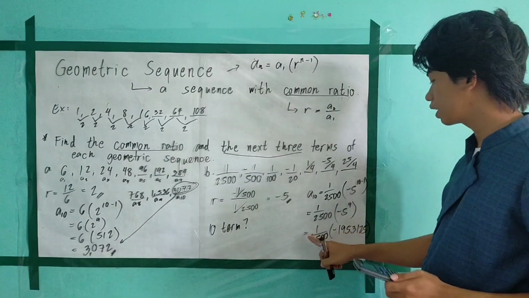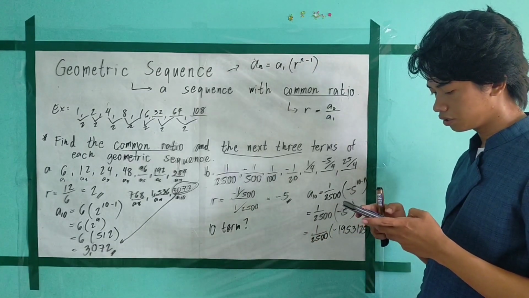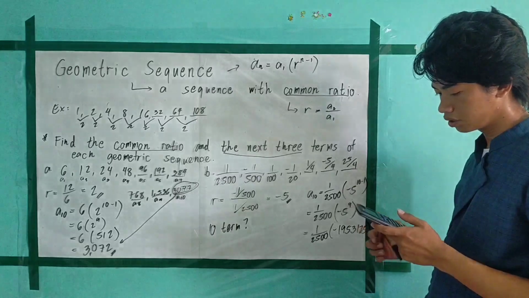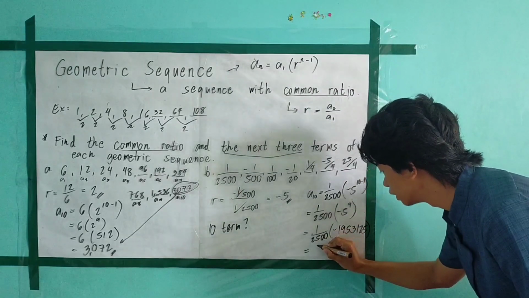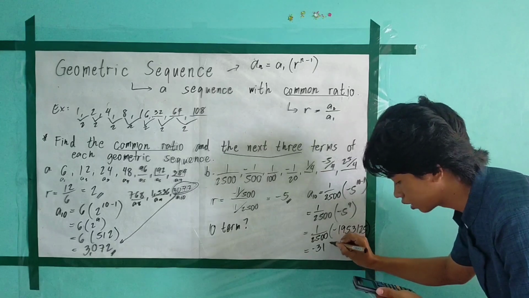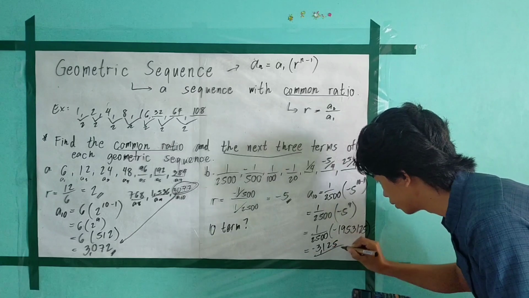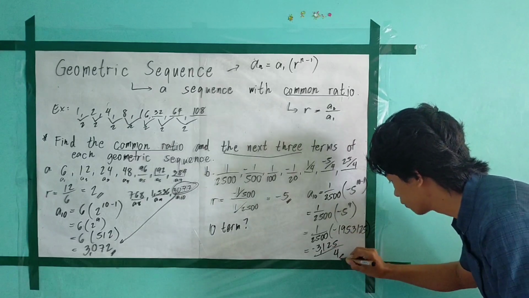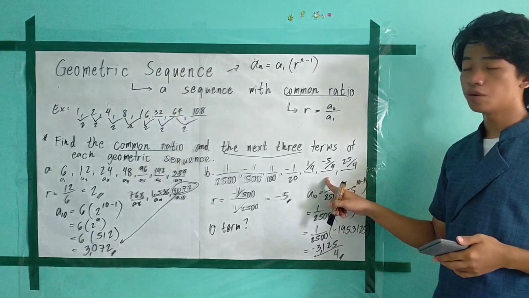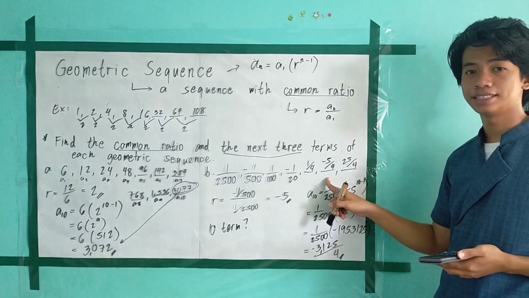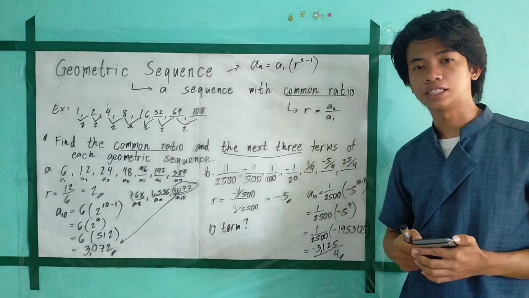And then, i-multiply na rin natin siya sa 1 over 2,500. Therefore, our answer is negative 3,125 all over 4. So, ito yung pang 10th term ng ating sequence or problem letter B. So, that is geometric sequence.